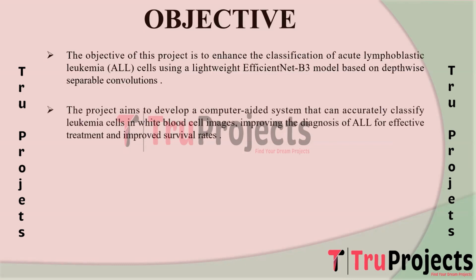The broader goal here is to create a computer-aided system that demonstrates high accuracy in precisely classifying leukemia cells found in images of white blood cells. By achieving accurate classification, the project seeks to significantly improve the diagnosis of ALL. This improvement in diagnosis is crucial for effective treatment strategies, ultimately contributing to improved survival rates among individuals affected by ALL.